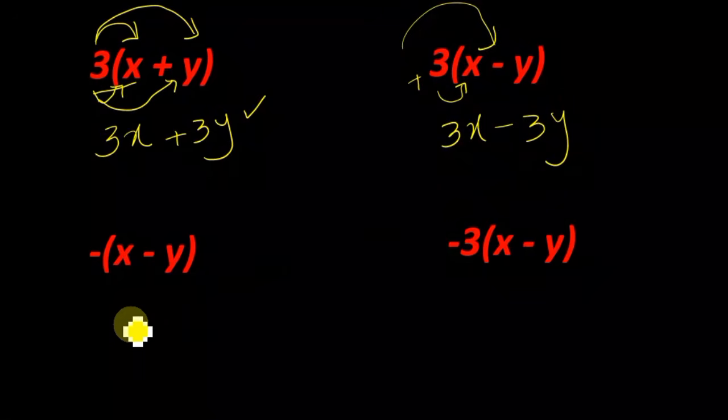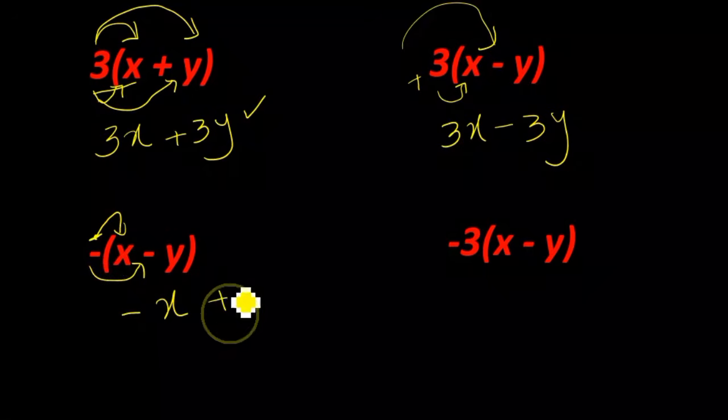Now come here, now only the minus sign. Now minus sign when multiplied with this positive sign will come negative, means minus x. And minus when multiplied with minus, what do we get? Plus y. There are no coefficients, there is no number, so just a change of the signs.